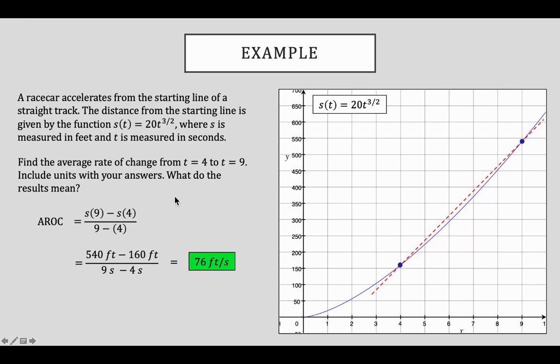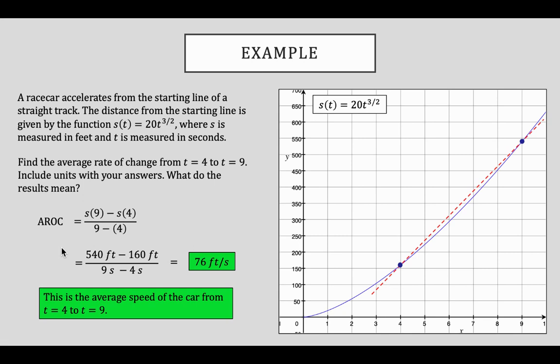What do these results mean? Well, hopefully you recognize feet per second. That is a common way of measuring speed. What we have just found, because this is the average rate of change, this means that this is the average speed, or the average velocity in this case, of our car from t equals 4 to t equals 9 seconds.